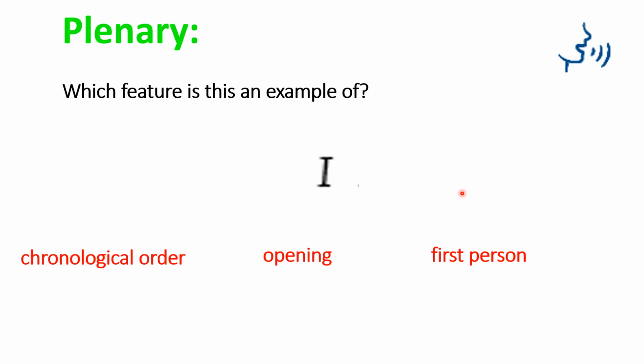Which feature is this an example of? I. Is it an example of putting something in chronological order, an opening, or writing in first person? That's right, well done. It is an example of writing in the first person.